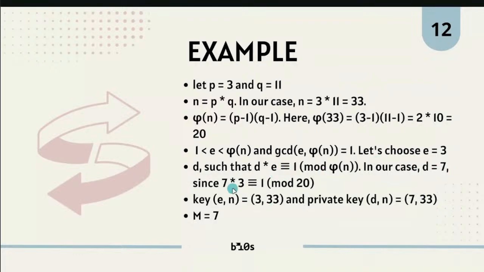In our case, D is equal to 7. 7 into 3 is equal to 1 mod 20. So the public key will be E and N, that is 3 and 33, and the private key will be D and N, that is 7 and 33, and the message is 7. You can decrypt using this. So it's simple.